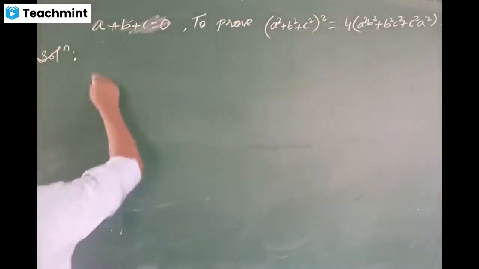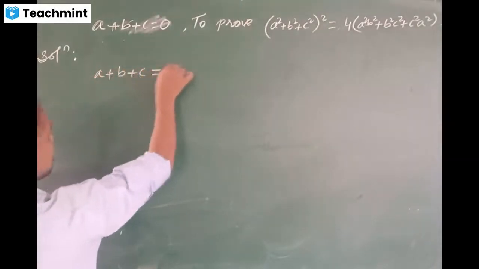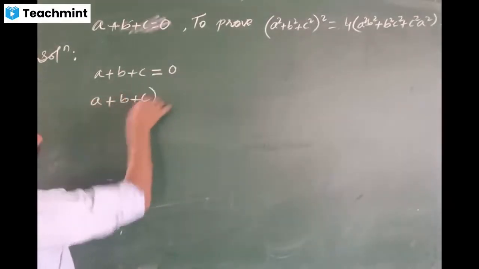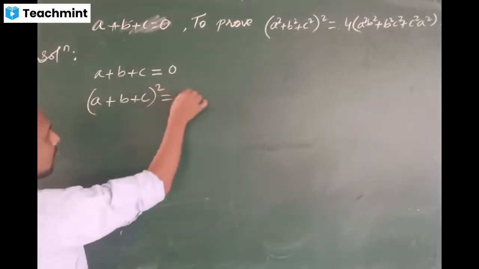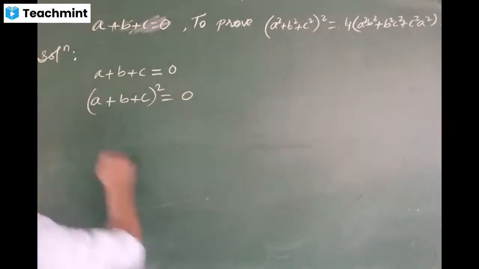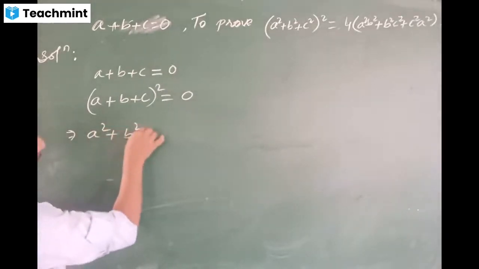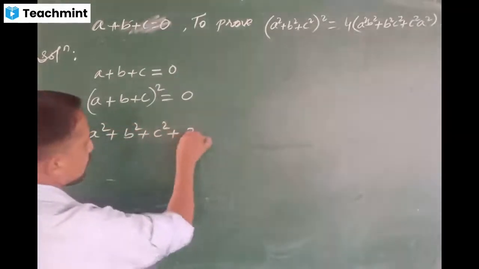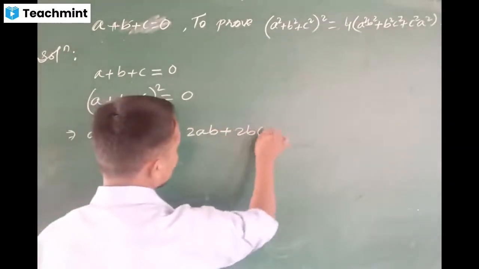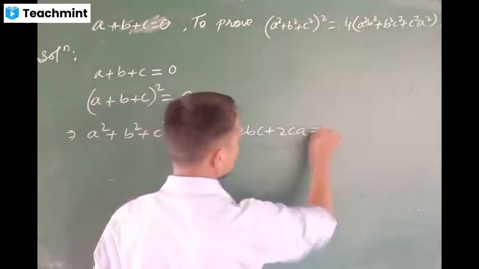Then what can we get? A + B + C = 0. Let us put the square; this also is equal to 0. So A² + B² + C² + 2AB + 2BC + 2CA is also equal to 0.